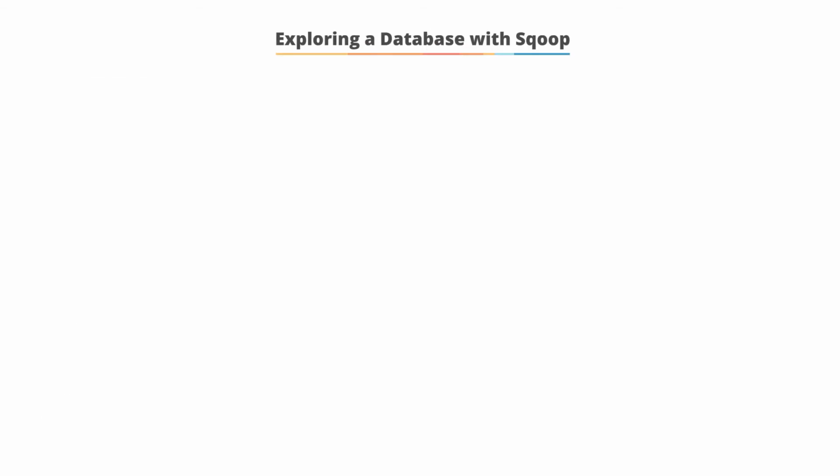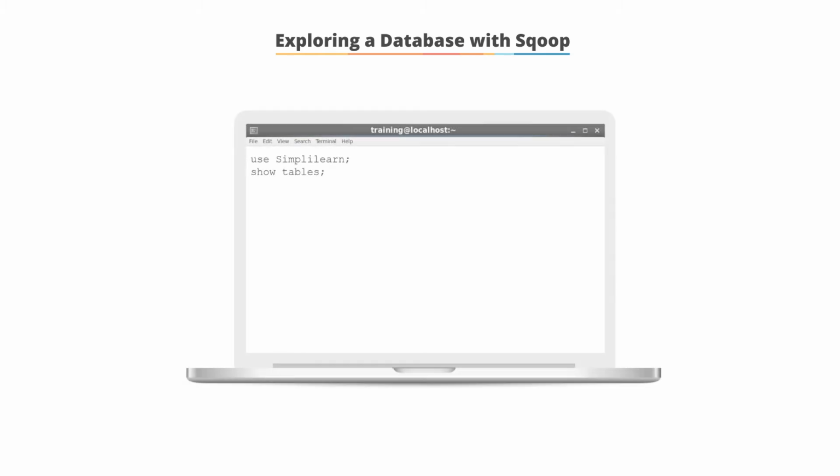So how do we explore a database with Sqoop? Well, it's fairly simple. We use the database simplilearn, with use simplilearn, and then we ask it to show tables, following each command by a semicolon.